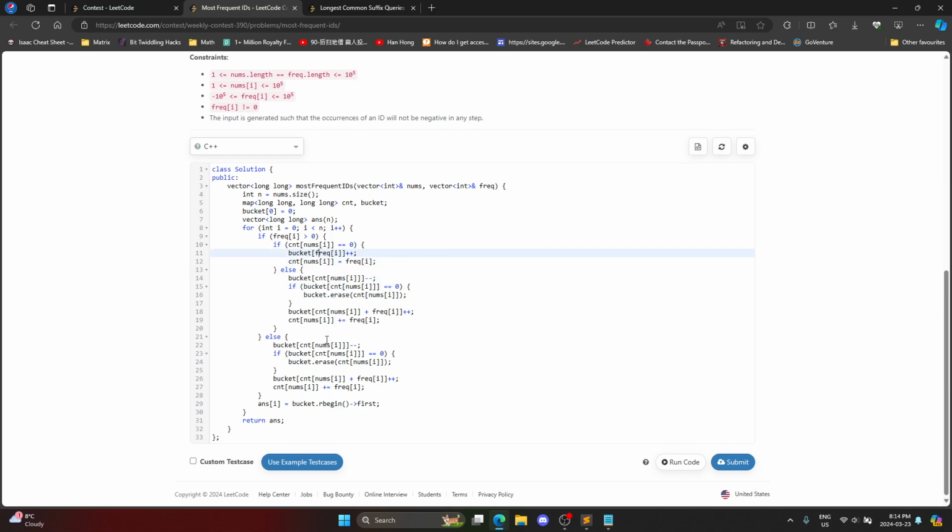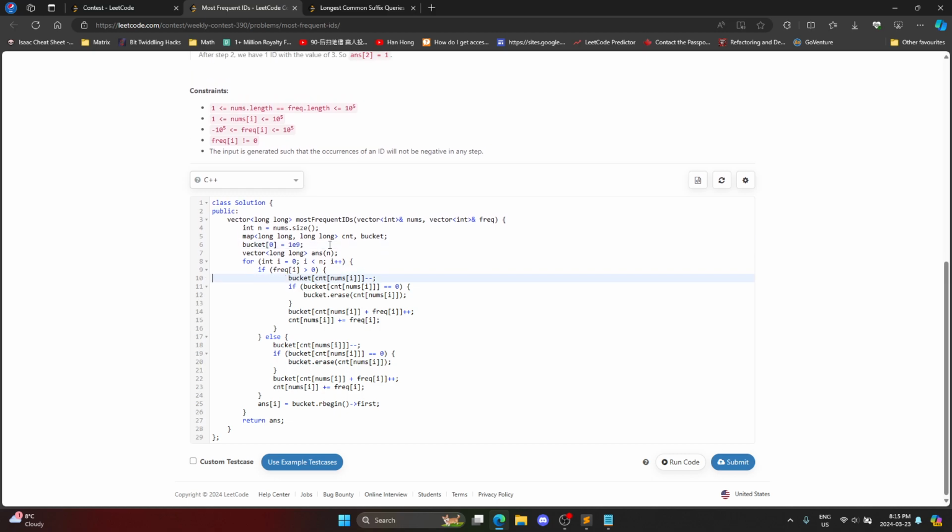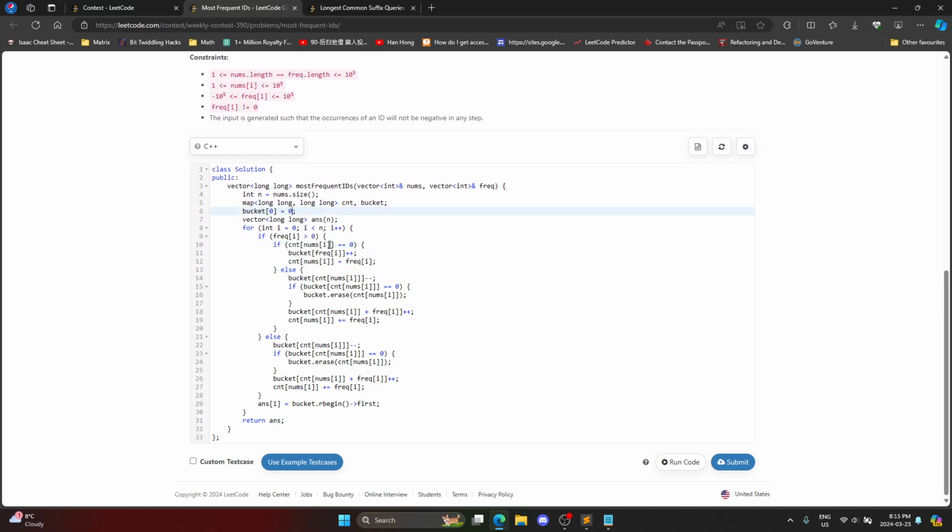So every time we add a new element, I believe I can just merge this into one. Something like this. Well, no, I'm not going to do it, just to keep things simple. But yeah.